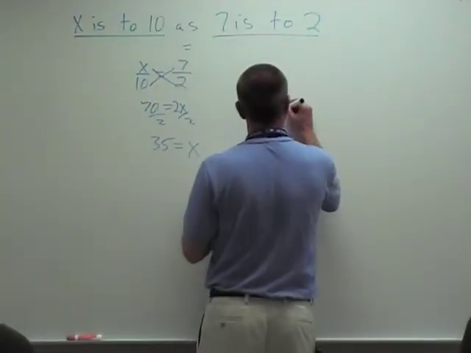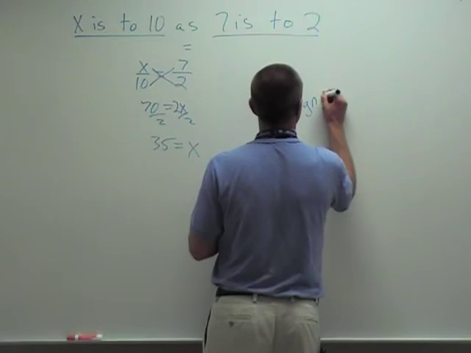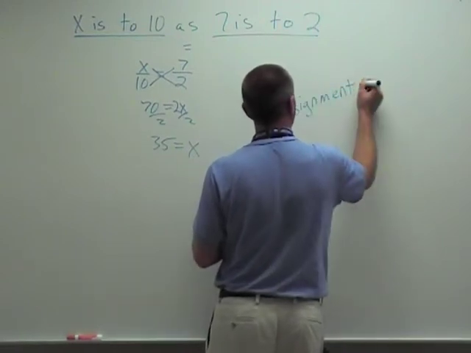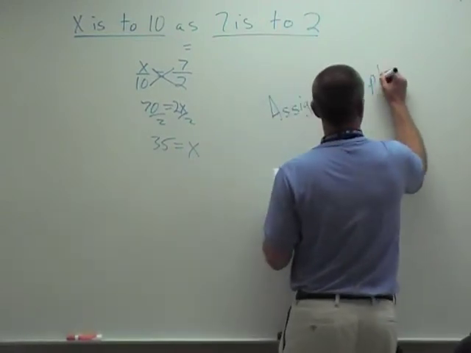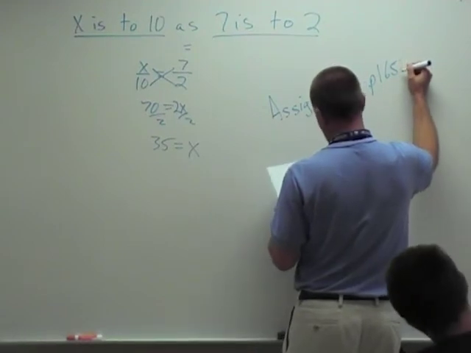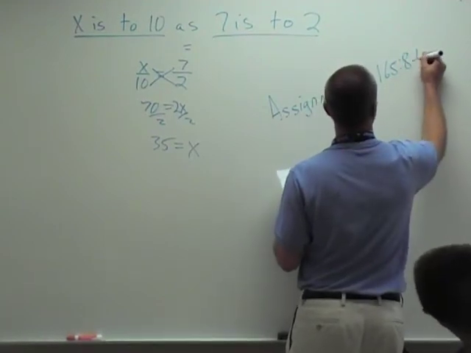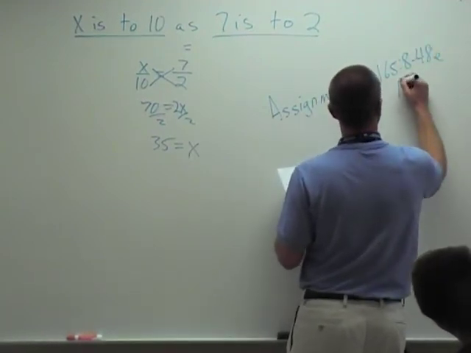Alright, so good review. Let's go ahead and do our assignment. Page 165. 8 to 48 evens and the mixed review evens.